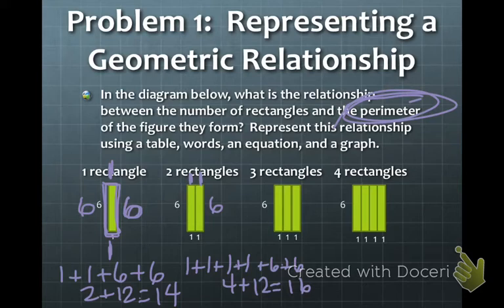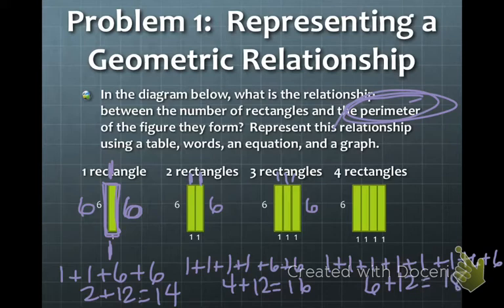For our 3 rectangles, we have a 6 and a 6, and we have 1, 1, and 1. Hopefully you're noticing a pattern. We've got 1 plus 1 plus 1 plus 1, and that plus is 1, 2, 3, 4, 5, 6, plus 6 plus 6. So we've got 6 plus 12, which is 18.